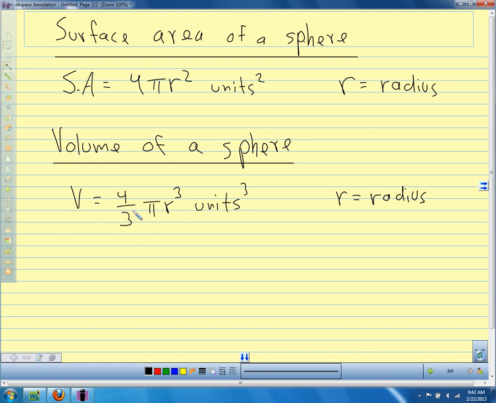Now sometimes people get confused about this 4/3. You can think about it as 4 pi r cubed divided by 3. 4/3 just means multiply by 4, divide by 3. But usually you'll see it, 99% of the time, written as 4/3 rather than like this. But they mean the same thing.